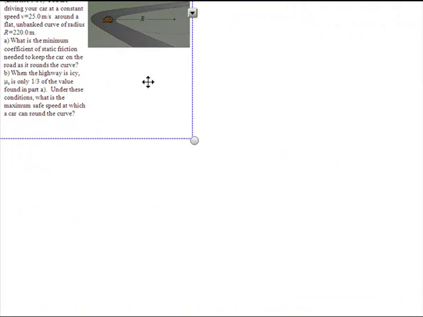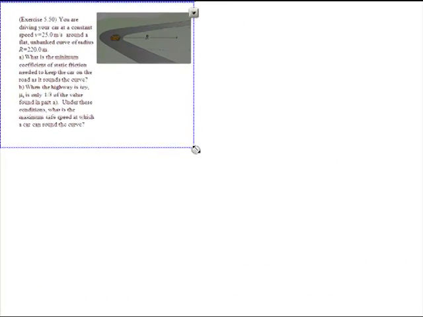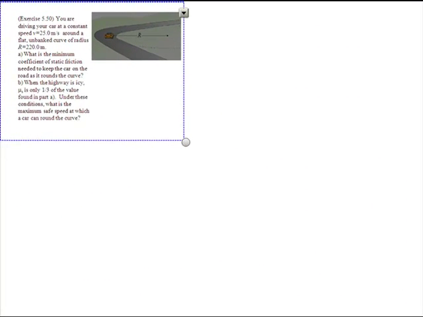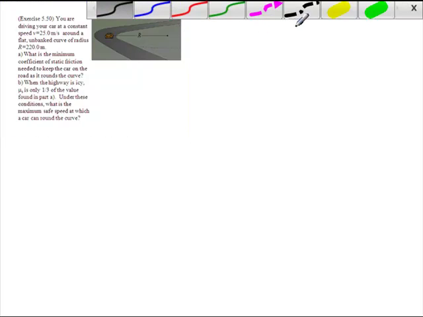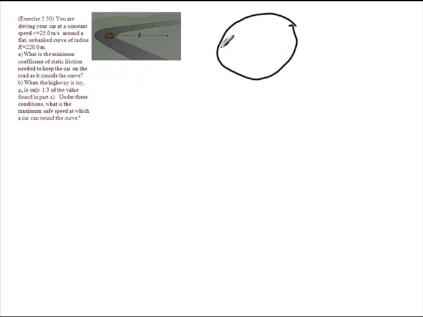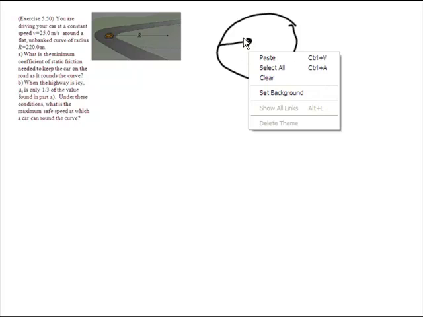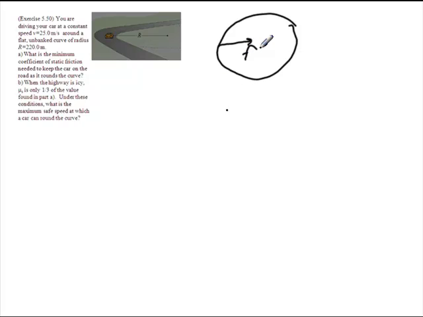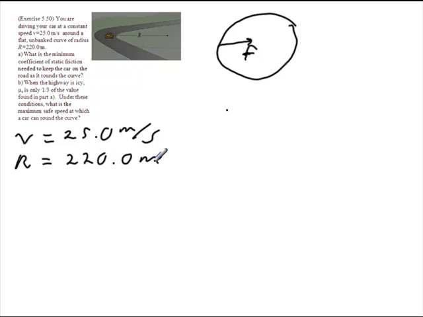So let's shrink this down a little bit. We know what's happening is that we're moving around a circle. We know that the main force holding us inward is friction, and we want to know how big that friction is so we can figure out how big mu s is. Now, what we do know is the speed is 25.0 meters per second, the radius of curvature is 220.0 meters, and it's unbanked.